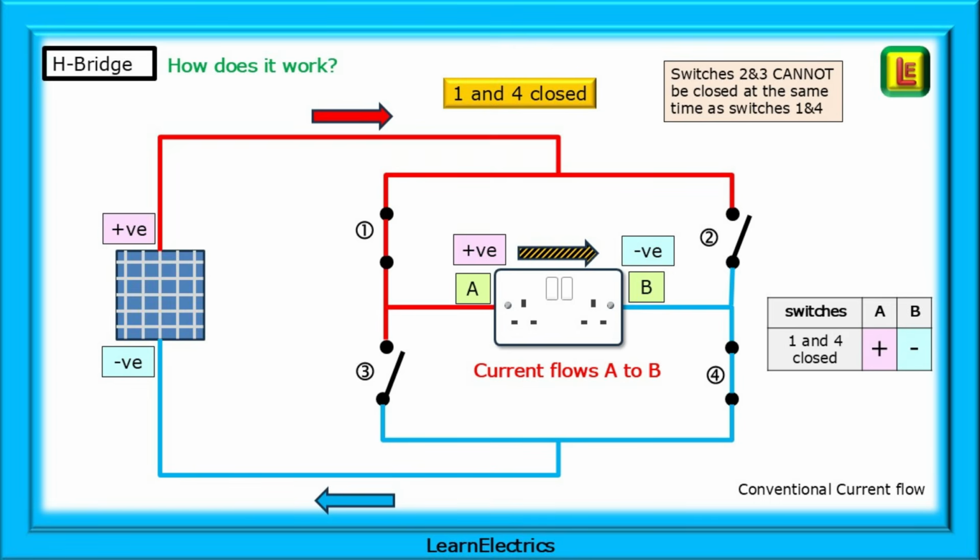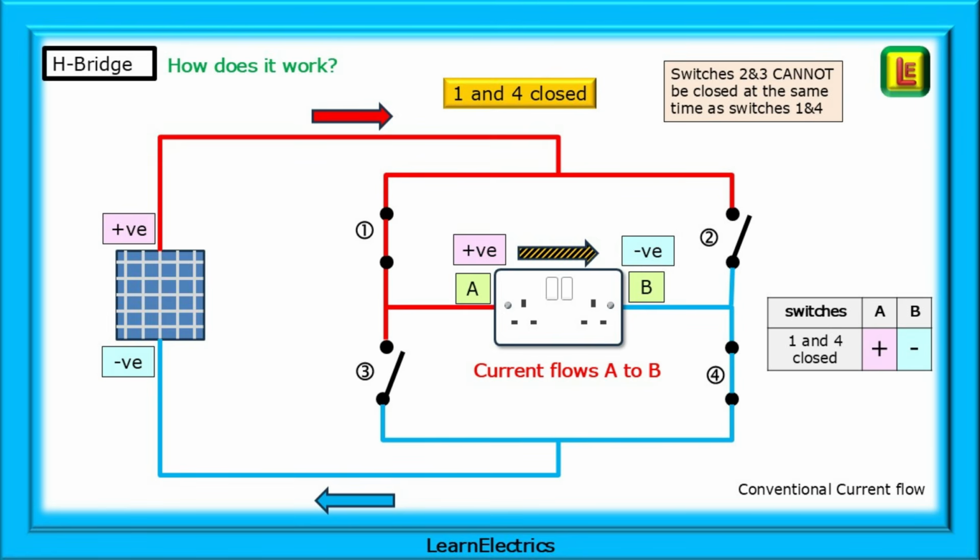On the next few drawings, I've shown the positive DC voltage in red and the negative voltage in blue. Note that switches 2 and 3 must not and cannot be closed at the same time as switches 1 and 4. We begin by closing switches 1 and 4. This allows positive DC voltage to flow along the red wire and through switch 1 and then along wire A and into the AC socket. It does whatever work it has to do and exits along wire B through the switch number 4 before returning to the negative of the solar panel along the blue wire.